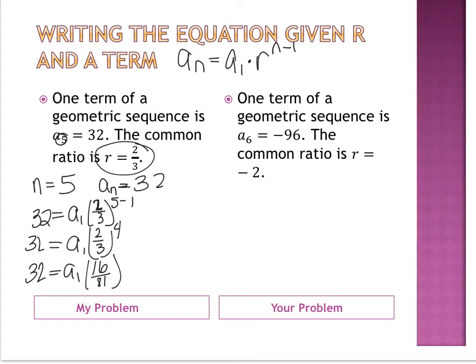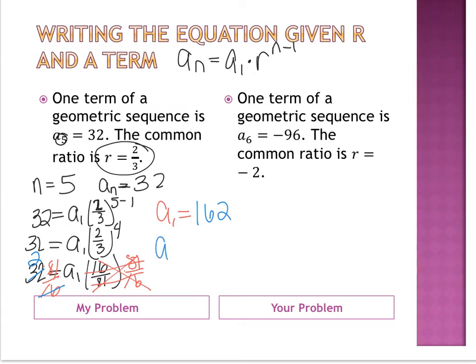Okay. And that's being multiplied, right? A1 times 16 over 81. So what am I going to do? Multiply by 81 over 16. And these cancel. So a1 equals what? 16 goes into 32 twice. 2 times 81 is 162. So we did all of this to find the starting term. We had to find the starting term, and then now we can write the rule.